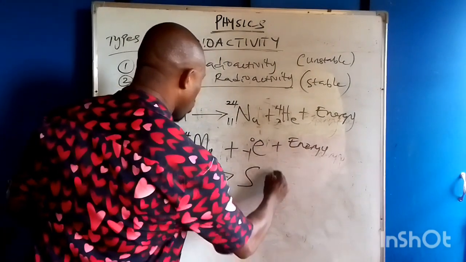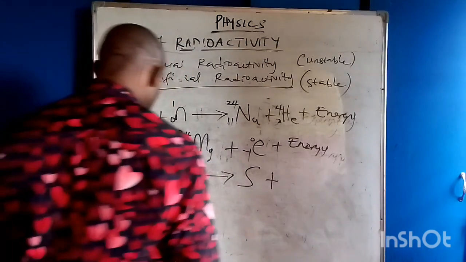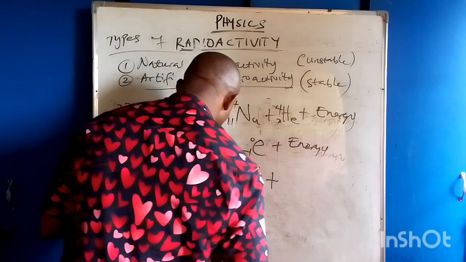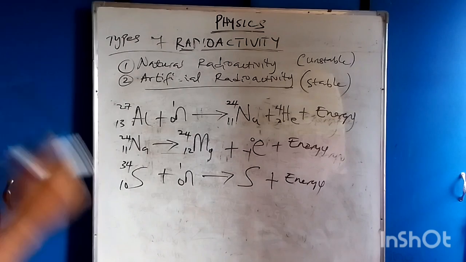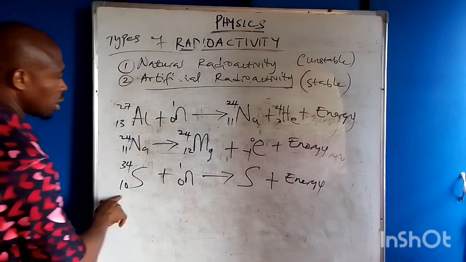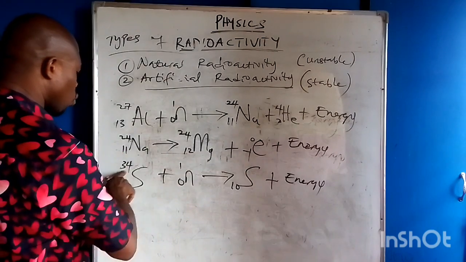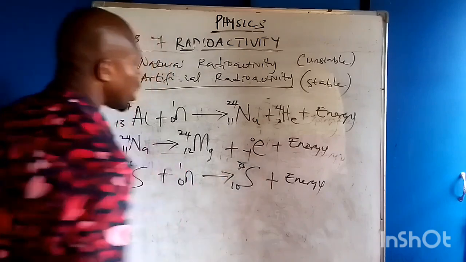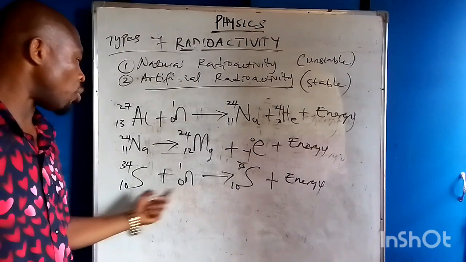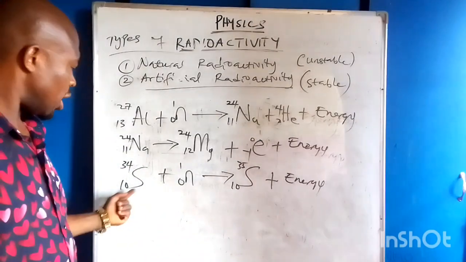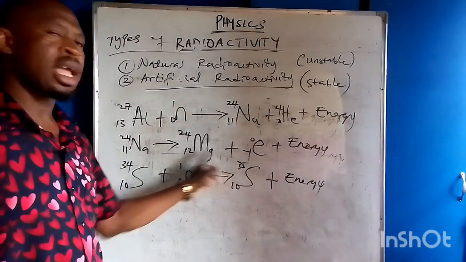Let's say sulfur plus neutron, plus energy. Now in this case, here is still 10. Here is still 10. Why the mass number will give us what? 35. If you look at this, these two are isotopes. These two are isotopes. The same element, the same atomic number, but different mass number.